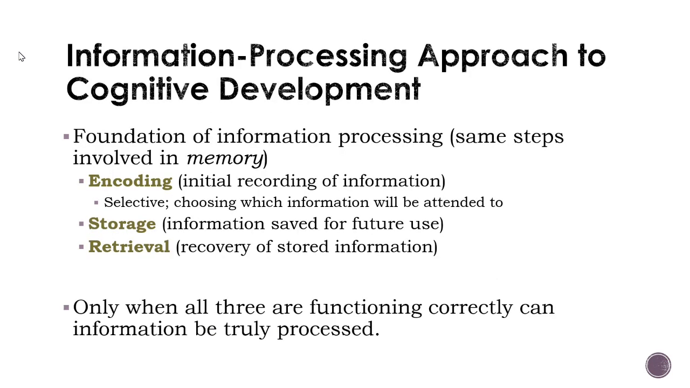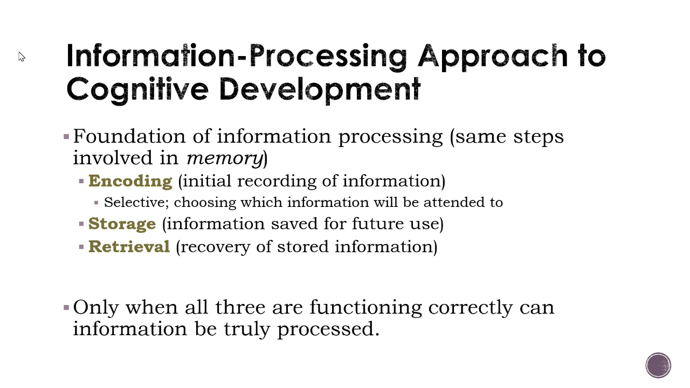All right, now we're going to look at the information processing approach to cognitive development. We are not talking about Piaget and his theory anymore. Now we're talking about information processing. If you took me for Psych 150, you've already seen these steps because they're the same ones involved in memory. And that makes sense. How we remember things is based on how we process that information. So we use encoding, which is the initial recording of that information. This is where we're very selective. We choose what is important, what we're going to pay attention to. That's the encoding process.